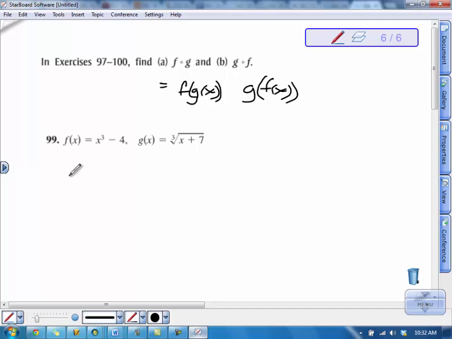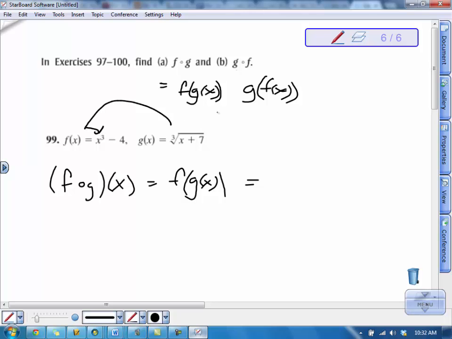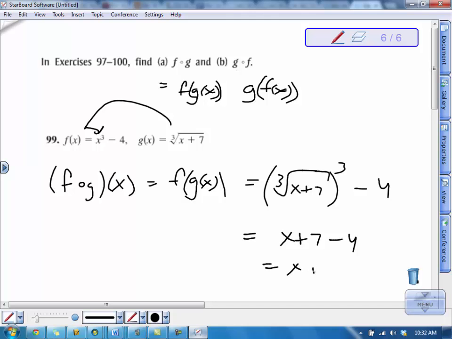It's composition notation here. So what this means is f composed with g of x, for example, is really equal to f of g of x. This is the notation I like right here. In which case you take g and you plug it in for the x's here. Okay, so it's going to be cube root of x plus 7, and then that's cubed because it goes in right here for this x, and then I need to subtract 4. If I simplify that, it turns into x plus 7 minus 4, which is equal to x plus 3. So this composition, f of g of x, is equal to x plus 3.